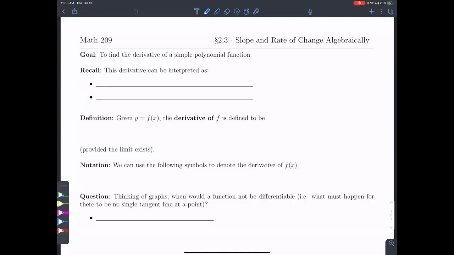Okay, for section 2.3, we are talking about slope and rate of change algebraically. So remember in 2.2, we defined the derivative. The derivative can be interpreted as the slope of the tangent line or the instantaneous rate of change at a particular value for x.